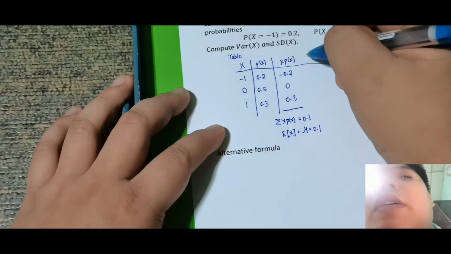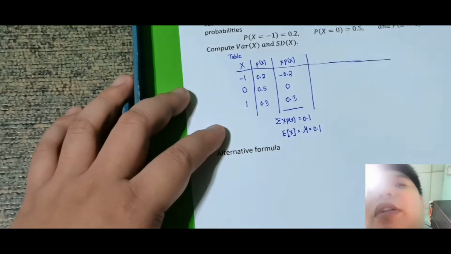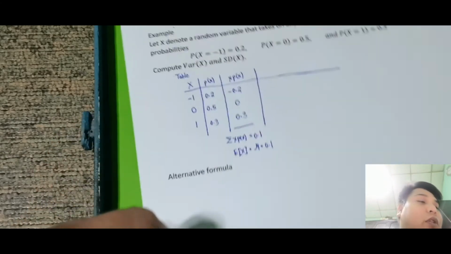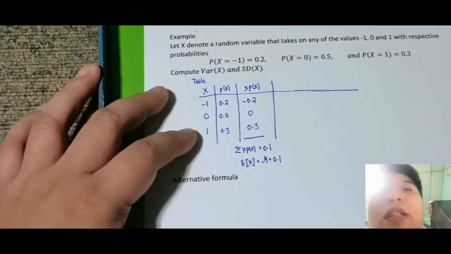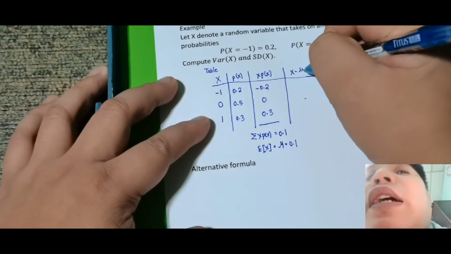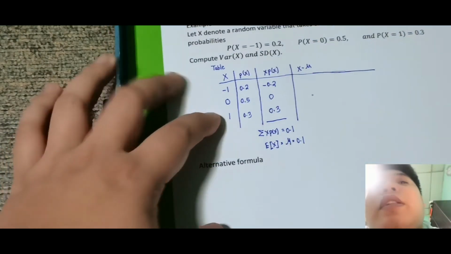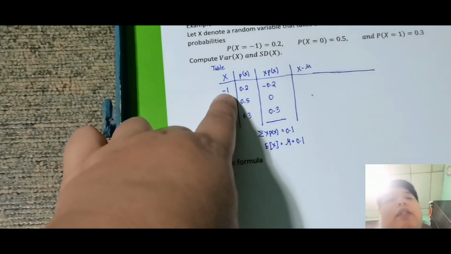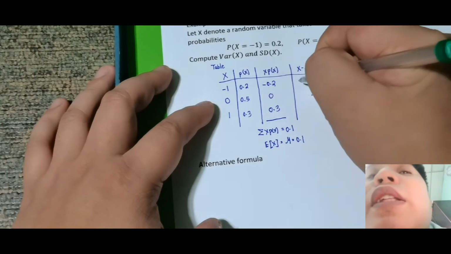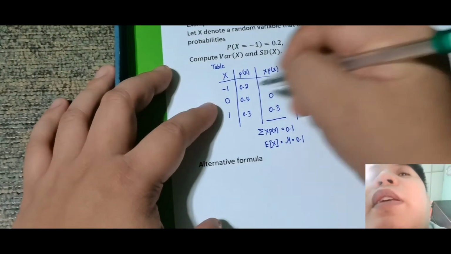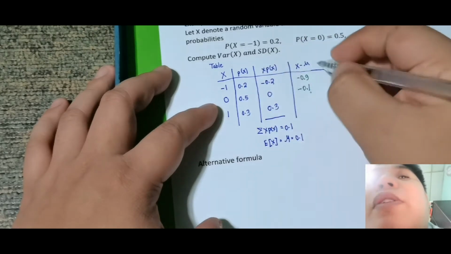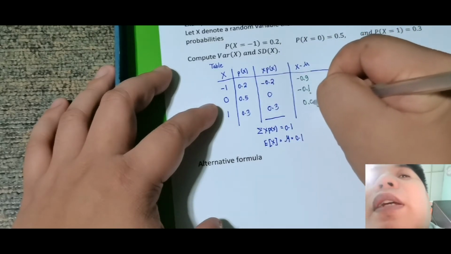So now, ready na tayo i-compute yung sunod kasi meron na tayong mu. Next ang kailangan natin is x minus mu. Gamit ako ng green. So x, negative 1 minus 0.1, that is negative 0.9. 0 minus 0.1 is negative 0.1. 1 minus 0.1 is 0.9.